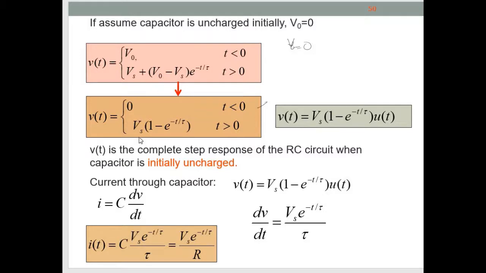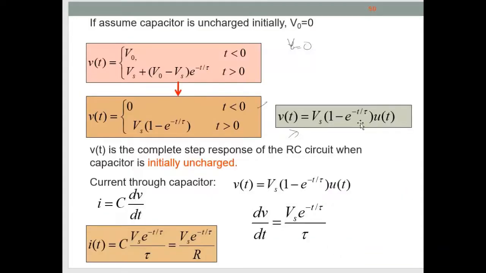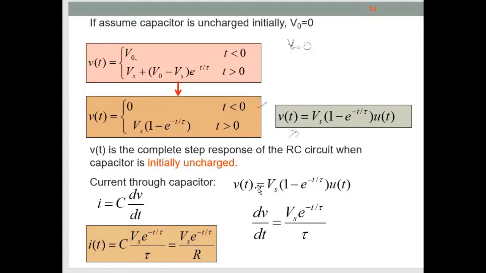That's why this equation will be simplified to this one, and we can use this simplified equation. But if you don't know, just use the purple box. Just replace V0 here with 0, and you will get the same equation. You will get the same value if you use this equation. This is the same as this one, yeah. Just replace V0 here with 0, under the category initially uncharged.